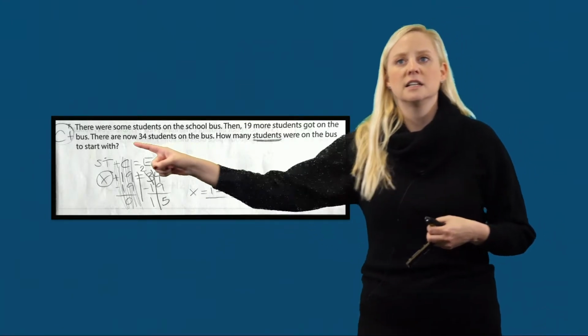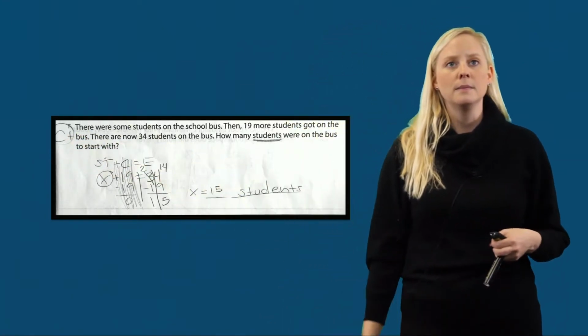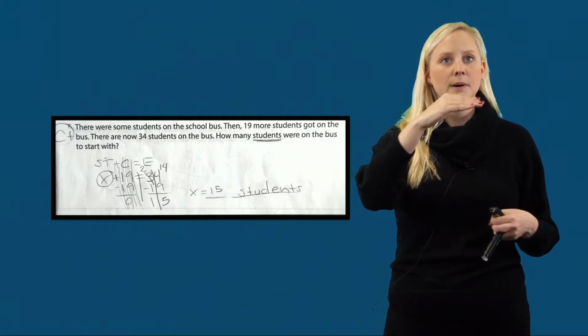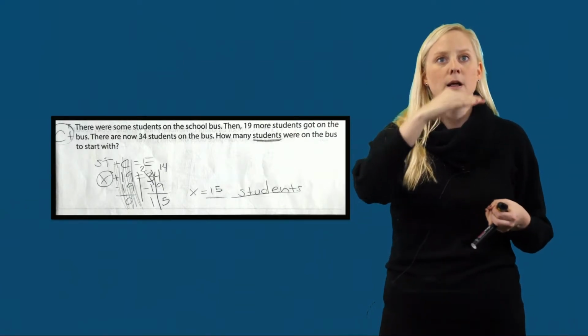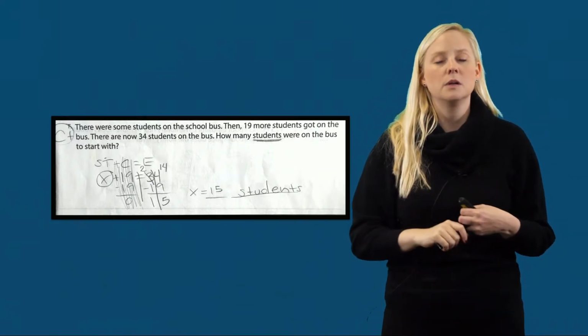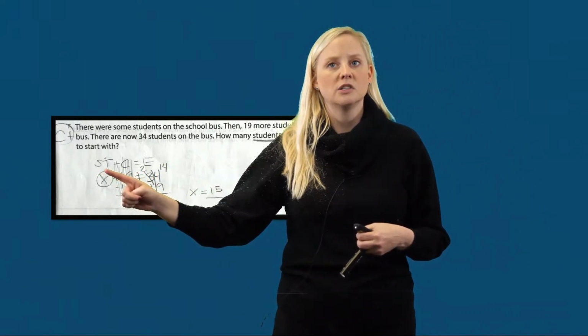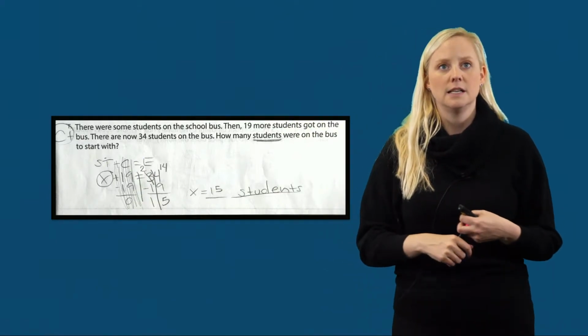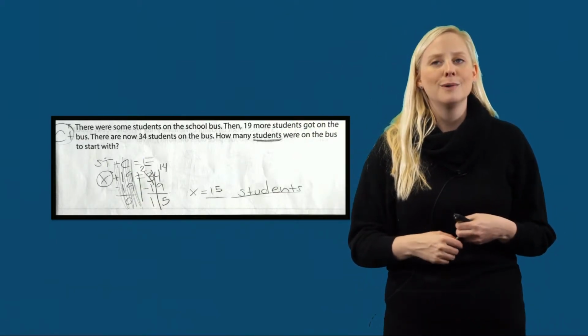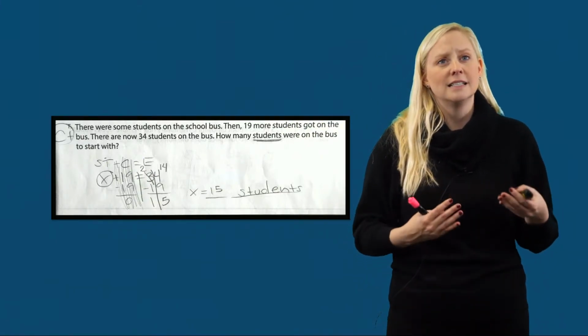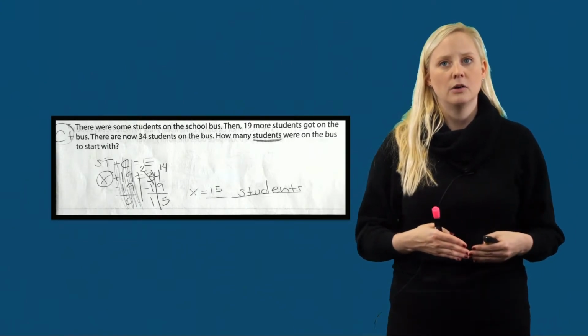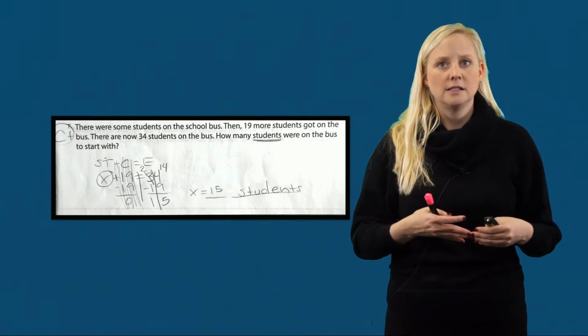The student correctly identified this as a change increase problem because we had some students on the bus, then something happened. What happened? More students joined the bus. So we know this is a change increase problem. So the student wrote our change increase equation, ST plus C is the same as E. The question asks how many were on the bus to start with. That's an indication that we don't know the starting amount. So the student put an X under ST.